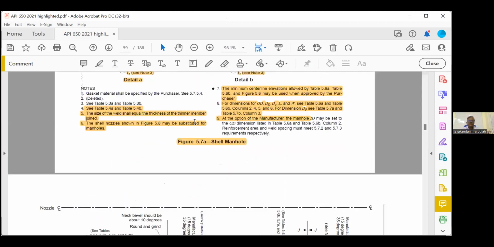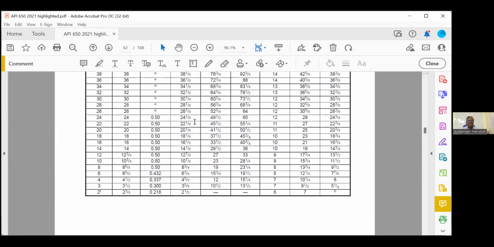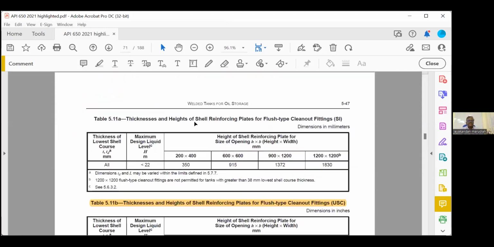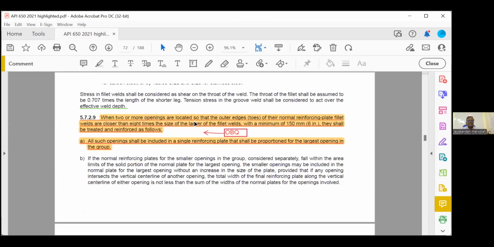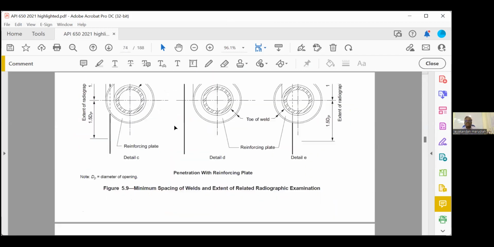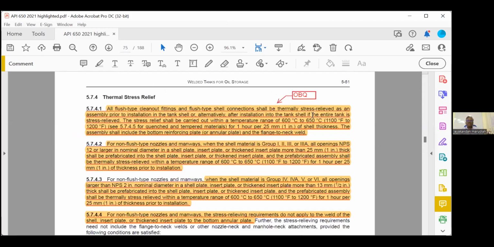Okay, 5.7.4.8. You can see 1100 to 1200, 1 hour per inch of shell thickness. The key word is the shell thickness. It is not the reinforcement plate thickness. Okay, 5.7.4.1.